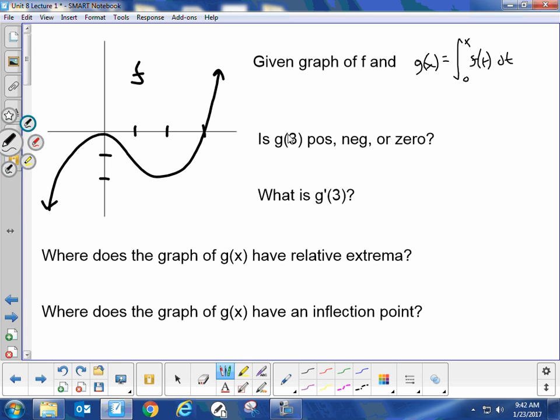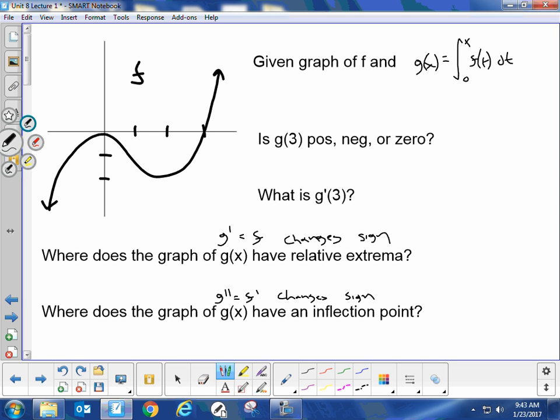Okay? So here are 1, 2, 3, 4 problems. Let's do them. Question is, when does G have relative extrema? You know that that's when G prime, which equals f, changes sign. And then the second open-ended question here, where does the graph of G have an inflection point? You know G will have an inflection point when G double prime, which is equal to f prime, changes sign. Okay, do these 4. Go.